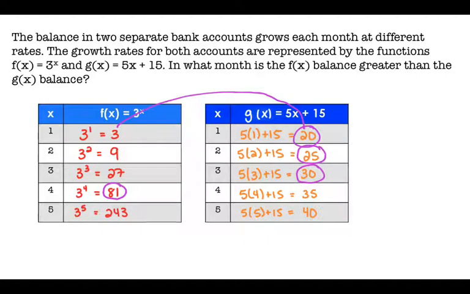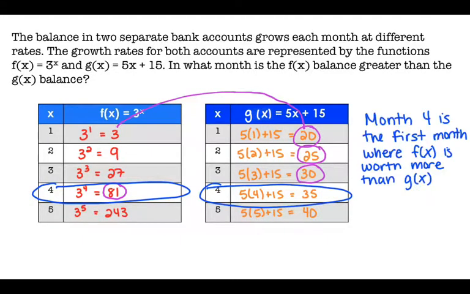So do you see how in the beginning the right-hand side won 3 times in a row? And now the left-hand side, all of a sudden, when we get x equals 4, is the winner? That is what you're looking for. So you're looking for where it makes the switch from one table to the other. So it makes the switch at x equals 4, which means it's the fourth month when f of x is more than g of x.